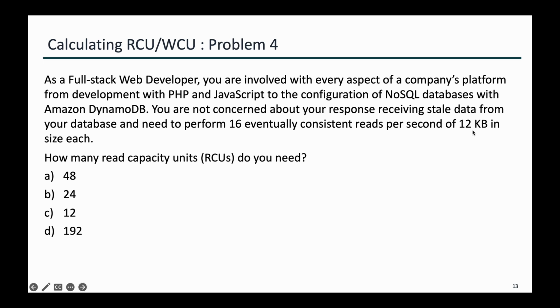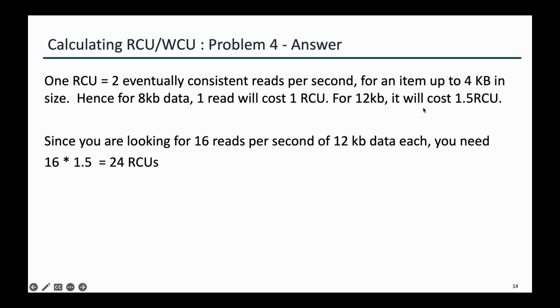And per block you need 0.5 RCUs because it is eventually consistent. So the calculation is 16 into 3 blocks per data item, that is 48, into 0.5 RCUs. So 24 is the answer. You can see the calculations here. 1 RCU equals 2 eventually consistent reads per second for an item up to 4 KB. Hence for 8 KB data, 1 read will cost 1 RCU. For 12 KB it will cost 1.5 RCU. Since you are looking for 16 reads per second, it is 16 into 1.5 equal to 24 RCUs.